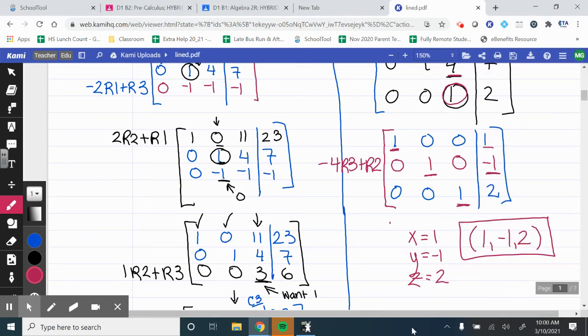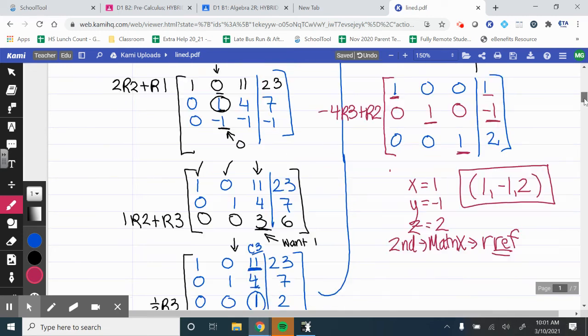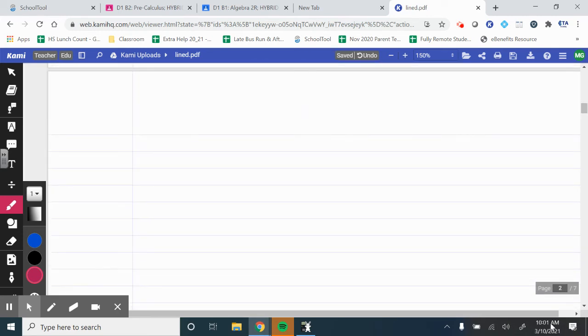Obviously, I'm looking for all of this work to support it, but it's really nice to be able to check those completely in your calculator. So again, second matrix, edit it first, and then use RREF to get the reduced row echelon form. All right, we'll do one more together. Solve using matrices.